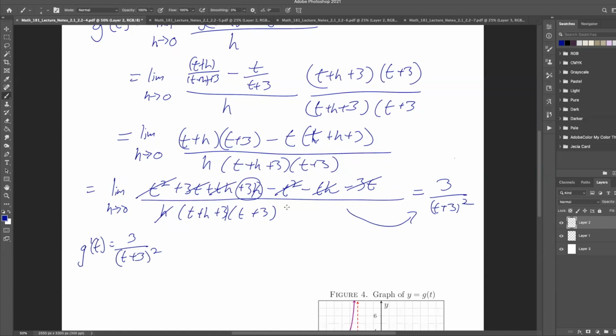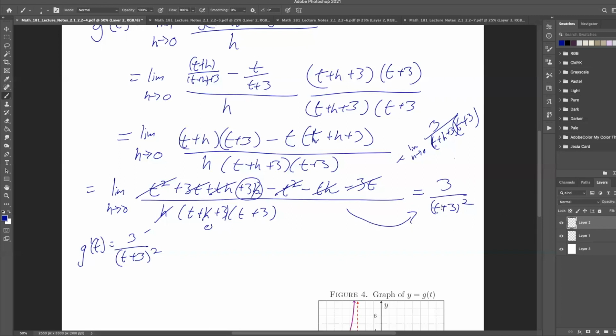How do you get t plus 3 squared? Oh, that's a good question. Here, I'm sending h to 0, but I couldn't send h to 0 until I crossed it off. If I wrote the intermediate step, it would be the limit as h goes to 0 of 3 over t plus h plus 3 times t plus 3. Now I can safely send h to 0, so this is t plus 3, and you put it together. Very good question. I'm glad you asked it because I guarantee someone else had it.